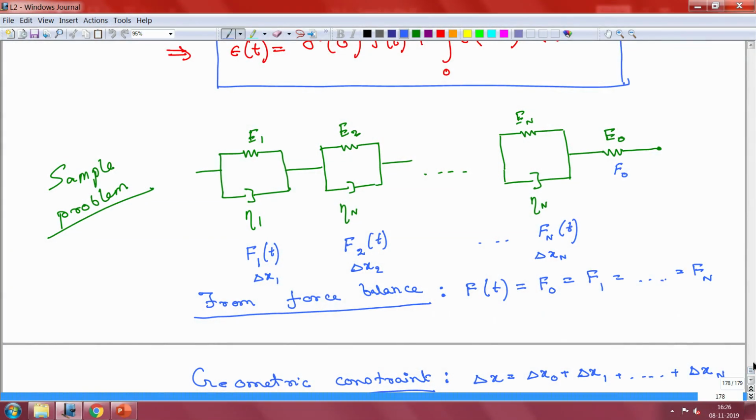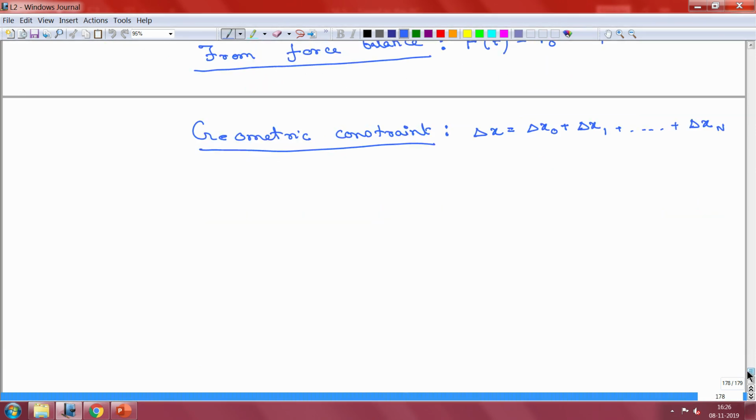The particular problem that we had involved N number of Kelvin-Voigt-Maxwell bodies in series, with a final spring in series as well. And we wrote down that the force balance for this is very straightforward. It boils down to the fact that the forces in all of them are equal, and then we wrote down the geometric constraint as well. So now we have to write down the individual equations that apply to this case.